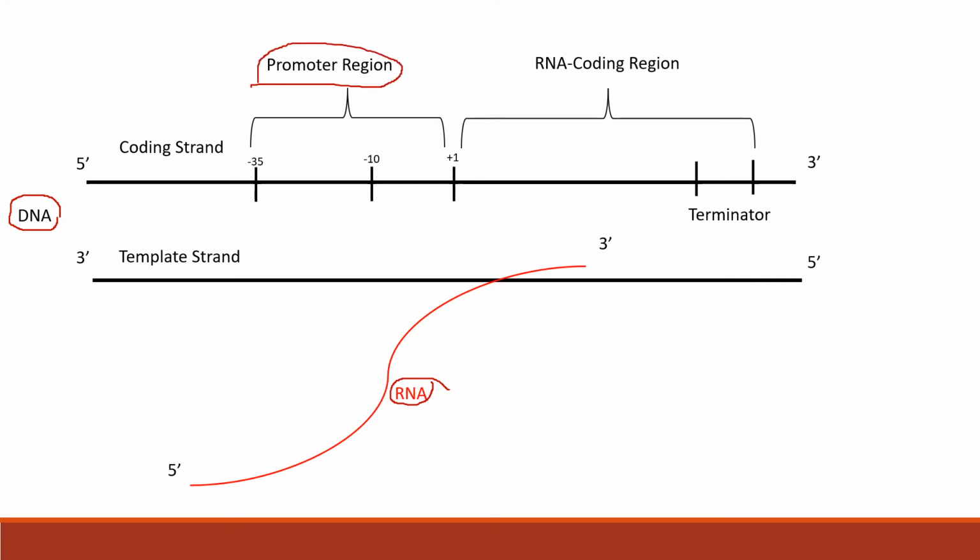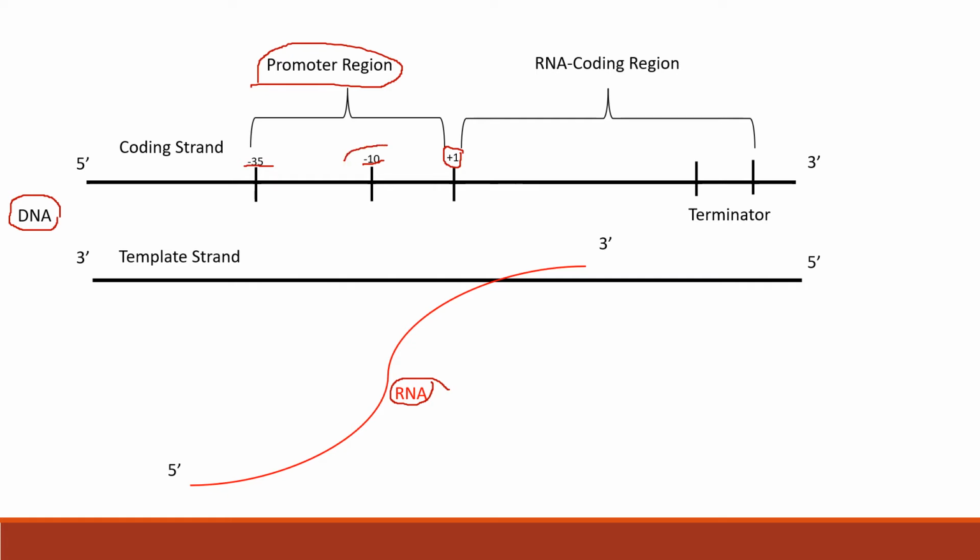Now in this promoter region, we have two major sections. We have -10 and -35. And these are counted from our +1 nucleotide, which is the first nucleotide in the coding region. There's no zero nucleotide, it just goes from +1 to -1.